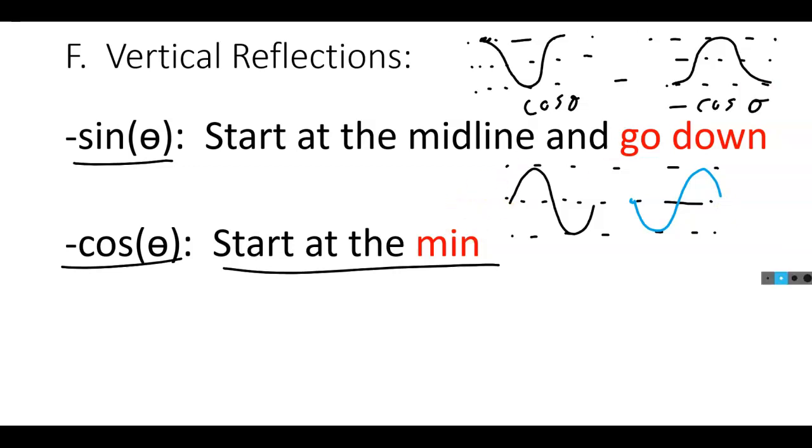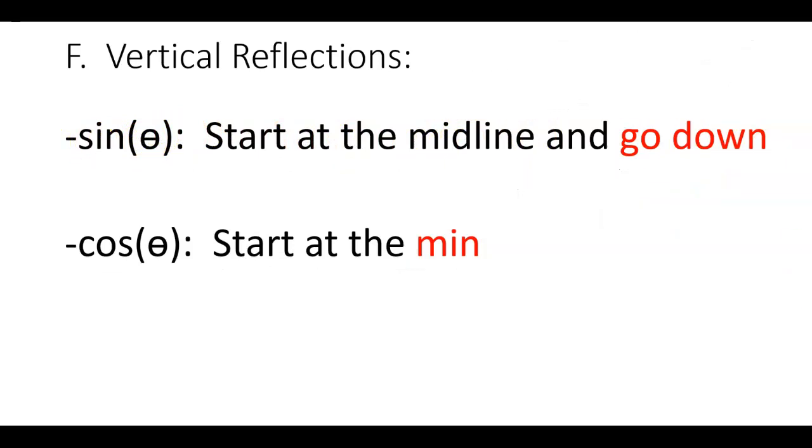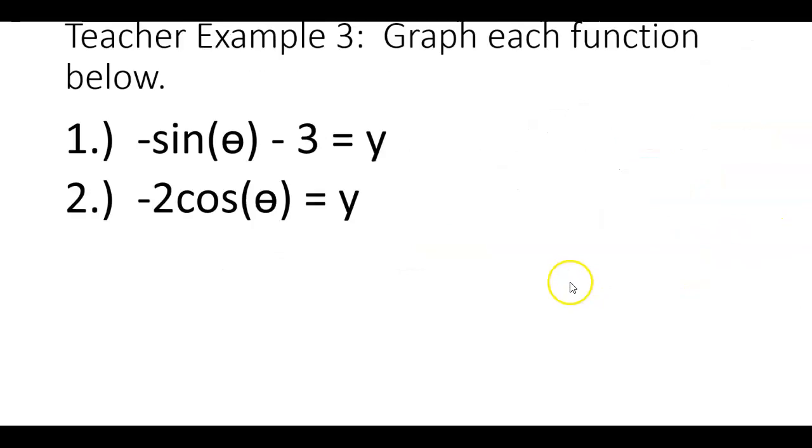So here's the differences. Usually with cosine, you start at the max, but if there's a negative in front, you start at the minimum line. With sine, usually you start at the midline and go up, but if it's negative, you start at the midline and go down. Okay. Other than that, there's really not much different that's going to happen due to the reflection.